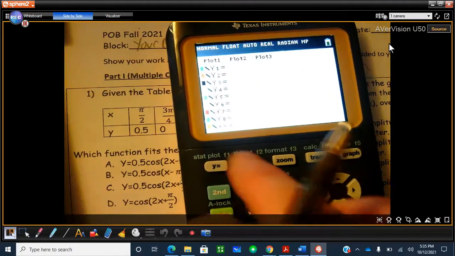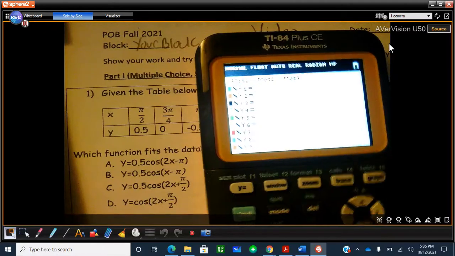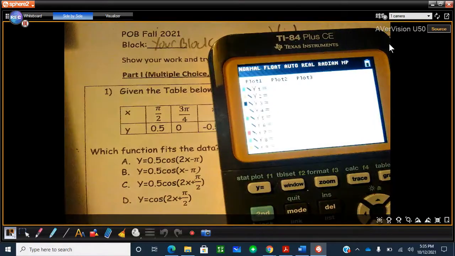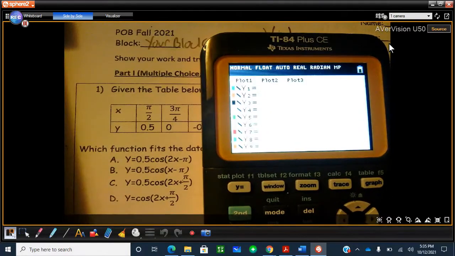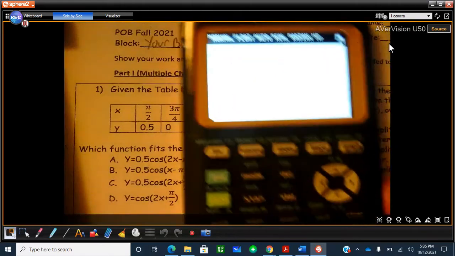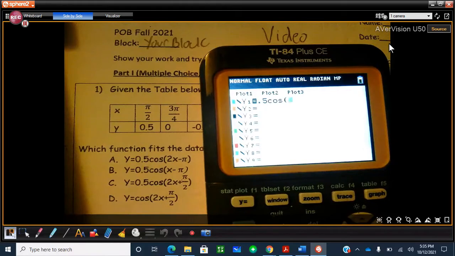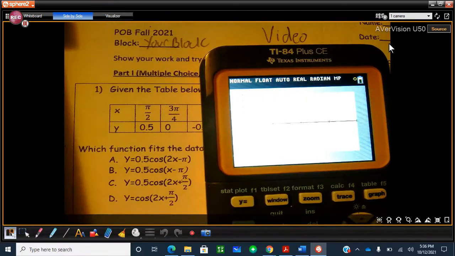So to put your function in the TI, you're going to push y equals, and then I'm just going to put in the equations and see which one matches the values. So in my first one we have 0.5. It's been a while since I've seen the cosine button, but here it is on the TI. We've got cosine right there. So 0.5 cosine of 2x minus pi, and then I'm going to close that parenthesis. And I got two. Yeah, there we go. So now I push graph.